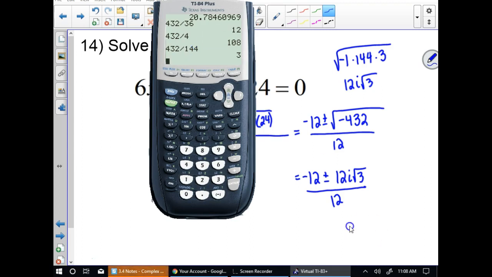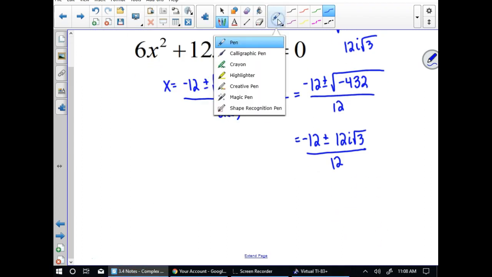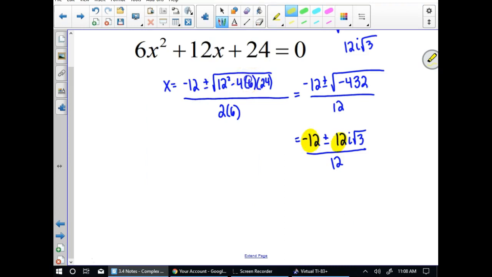Now, whenever we reduce this, remember, you have to be able to divide all 3 of these numbers by something in order to reduce. So don't just cross out those 12s. It's going to be negative 1 plus or minus i square root of 3. You could put the 1 in front of the i square root of 3 if you want, but the 1's unnecessary, so I'm just going to put i square root of 3. And you could put all over 1 if you want, but that 1 is also unnecessary, so I'm just going to leave the answer like this.